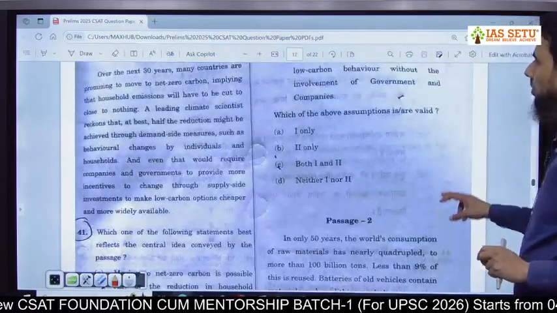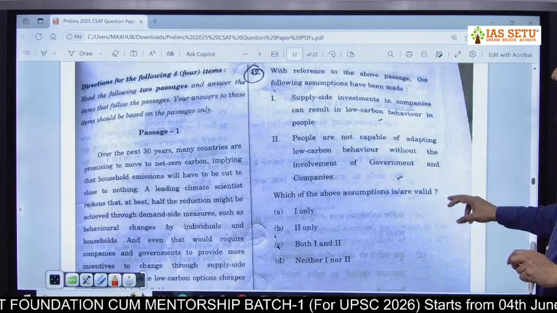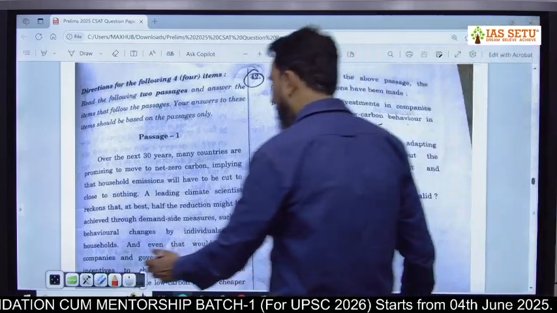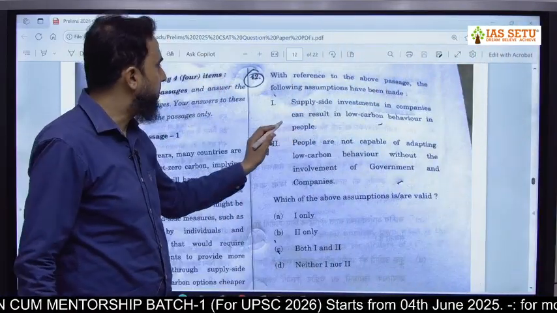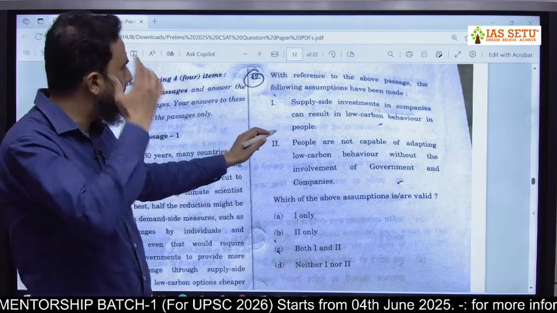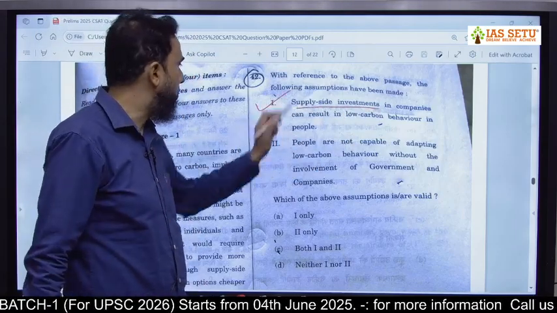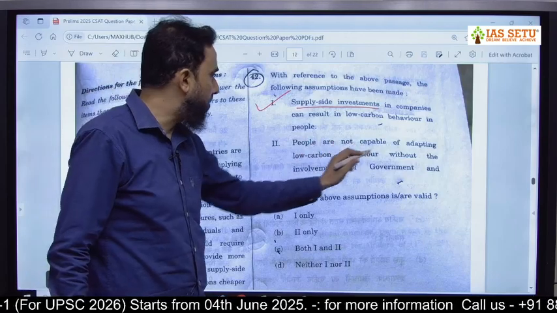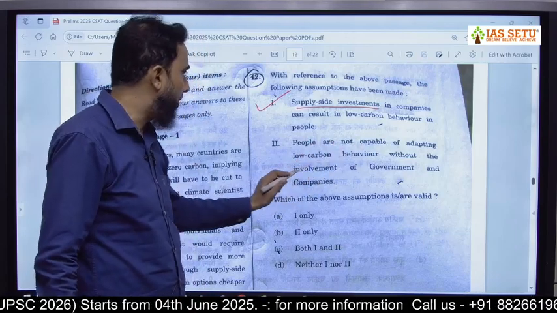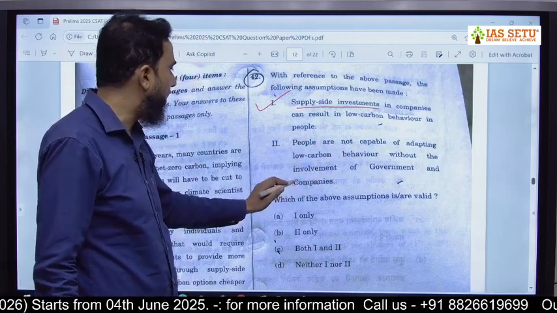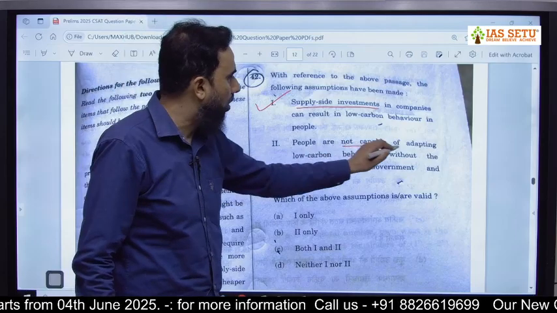And next, question of assumption. Question number 42. Supply side investments in companies can result in low carbon behavior in people. Supply side investments, yes. The last part of the para supports this. Second, people are not capable of adopting low carbon behavior without the involvement of government and companies. People are not capable of.